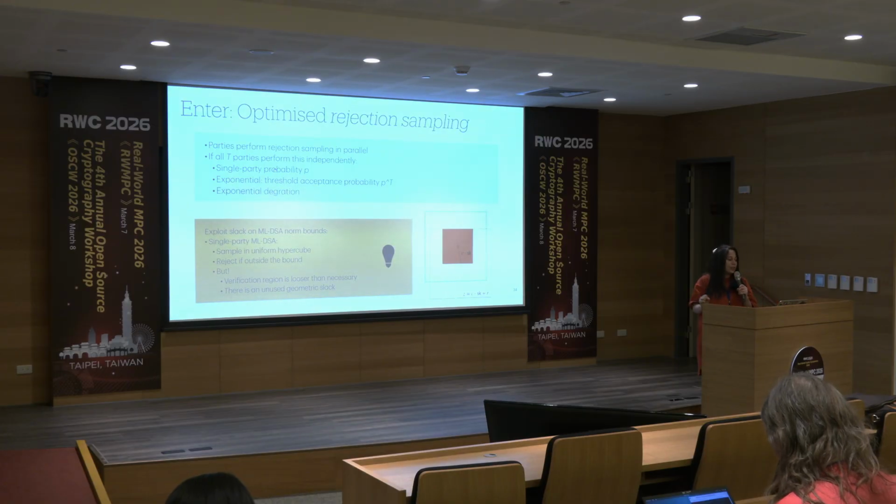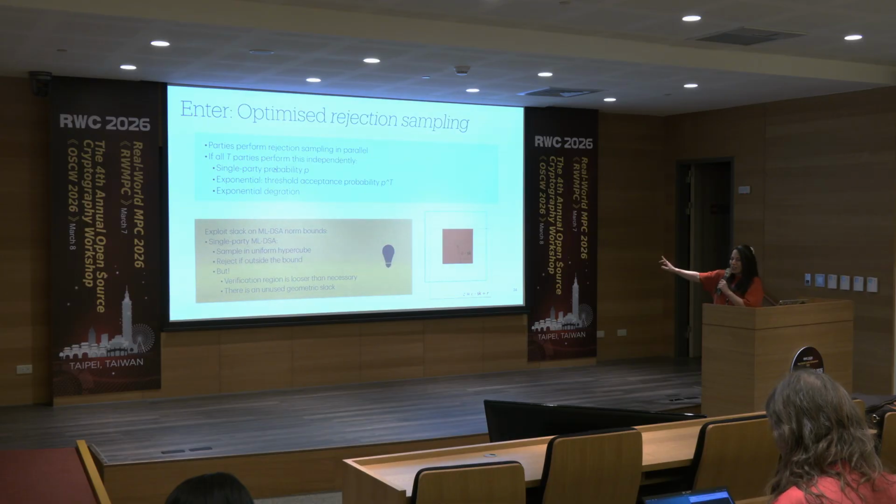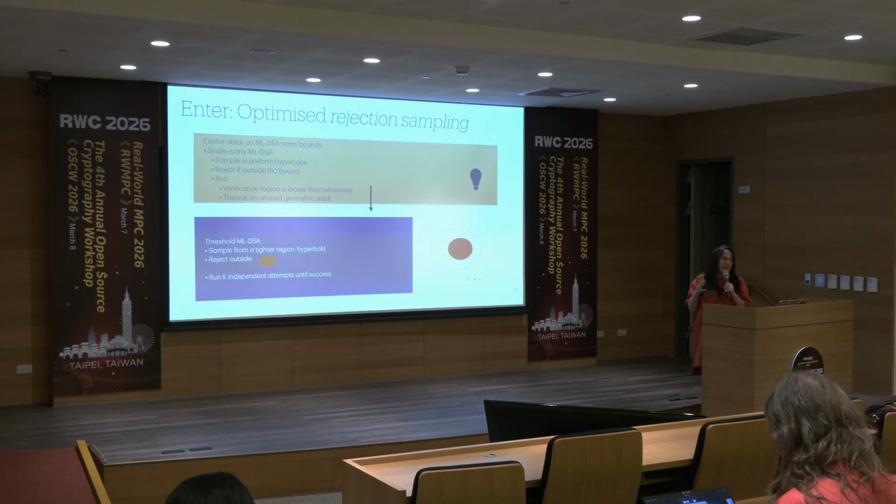What we do in our paper is that we exploit the slack of MLDSA norm bounds. So instead of using the hypercube that is usually used in MLDSA, we use another geometric figure. Why do we want this? Because if you look at the geometrical part of this, you will see that there's an unused geometric slack. So this would be a little bit inefficient to actually use directly in a threshold perspective. So what we did is that we changed the figure. We changed the geometric representation.